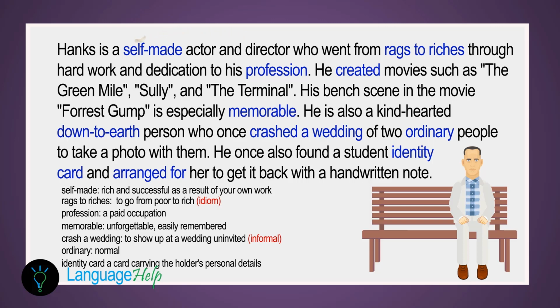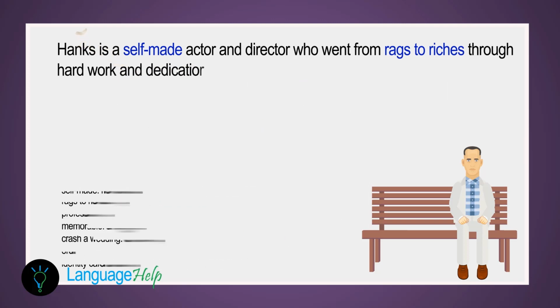To go from rags to riches is an idiom that means to go from poor to rich. Profession is a paid occupation. When something is memorable, it's unforgettable, easily remembered. To crash a wedding is an informal way of saying someone showed up at a wedding, uninvited. Ordinary people are normal people. An identity card is a card that carries the holder's personal details.